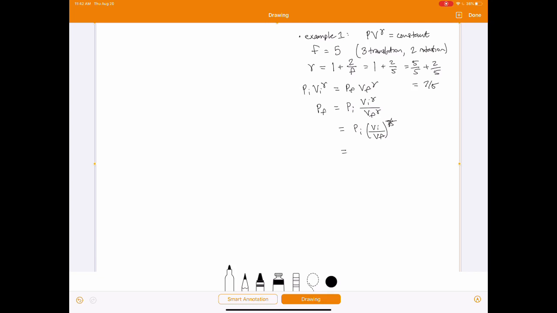And what we're told is that the volume doubles. So if the volume doubles, that means the ratio is 1 over 2. In other words, the final volume on the bottom is 2 times the initial volume on the top, and we're taking that to the 7/5 power. So type into your calculator a half raised to the 7/5 power, and what you'll get is 0.379. So in other words, P final is 0.379 times P initial. So it's like 37.9% of the initial pressure.